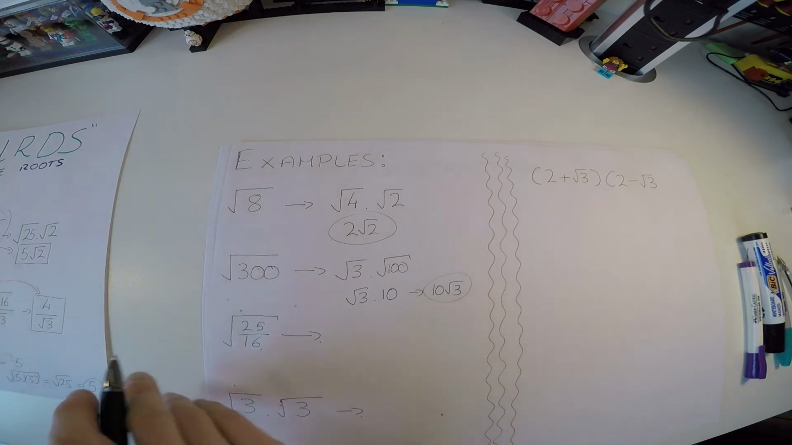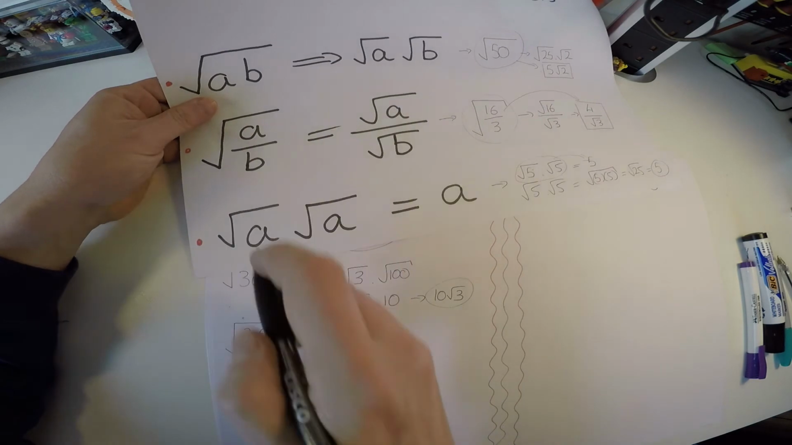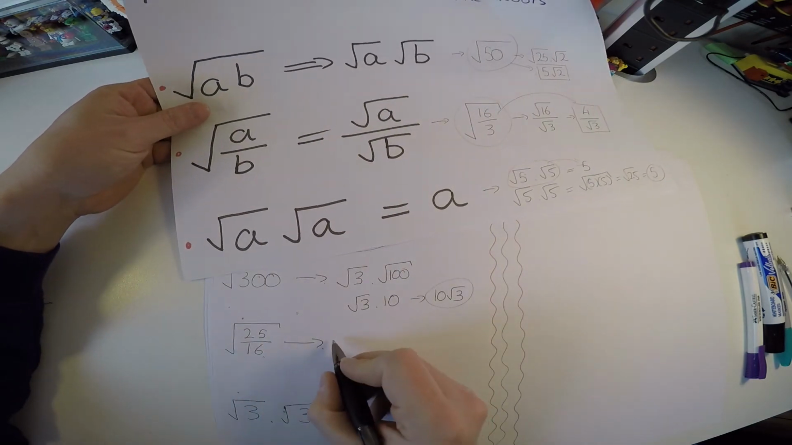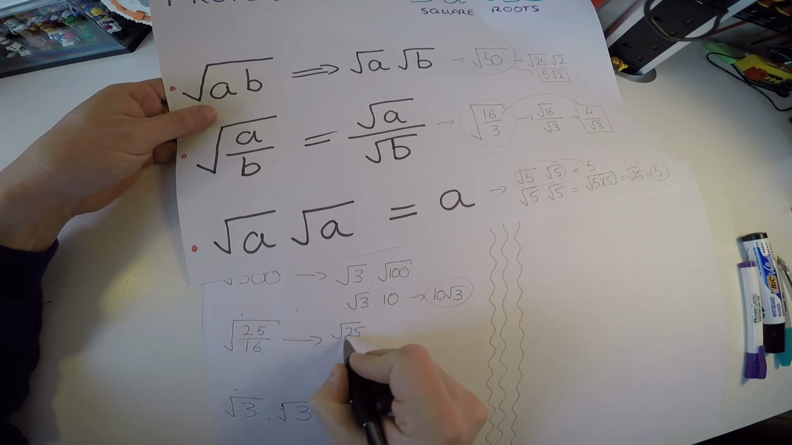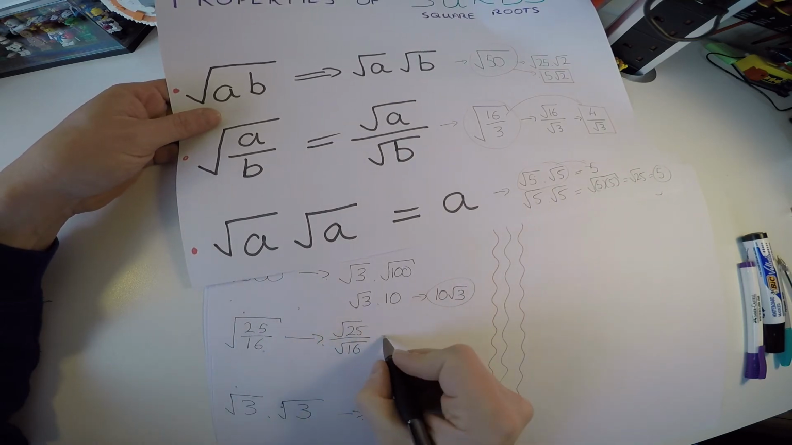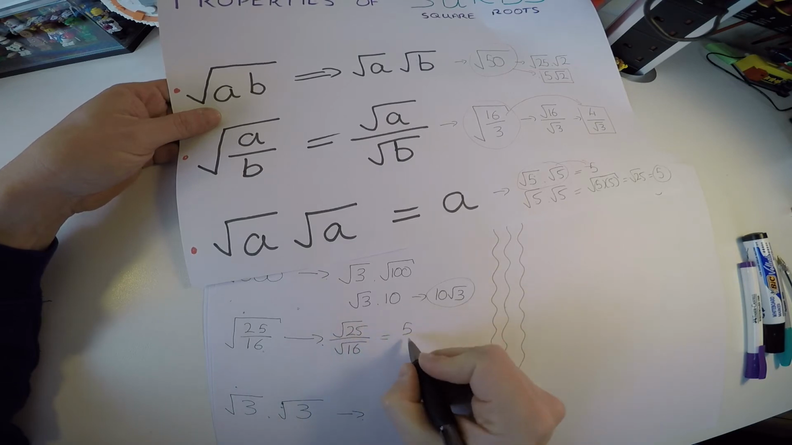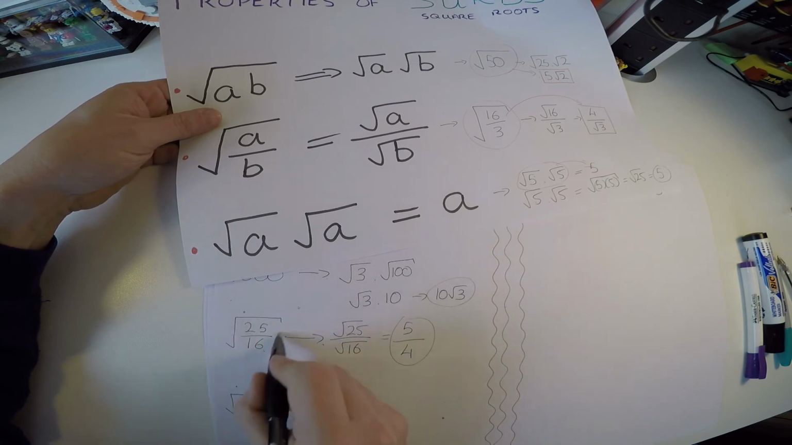This one. So this one we're going to use the fraction rule, which is this rule here. So root 25 by root 16, or over 16. That gives us root 25 over root 16, so I split the square root individually to each term, and you can see the square root of 25 is 5, and the square root of 16 is 4. So again, put this in your calculator, this is what you get.